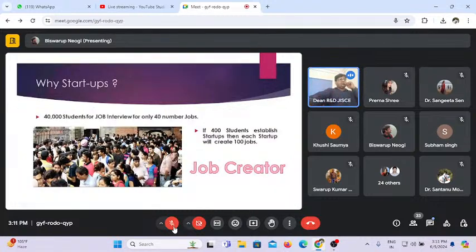Next, this is a very interesting slide. There is a huge crowd. All the students are coming here for some interview. But if you think that you are developing one startup and doing the startup continuously for 5 years, then automatically you will become an entrepreneur and you will create jobs. If 40 or 400 students create 100 jobs, then 40,000 students can be absorbed there. So right now we need job creators.